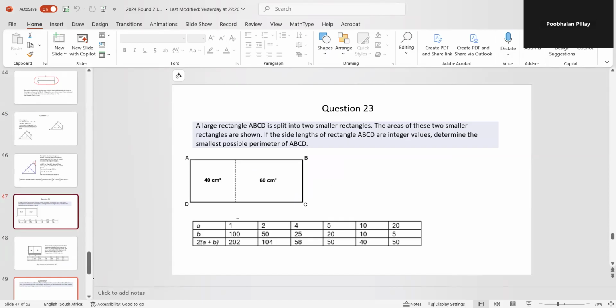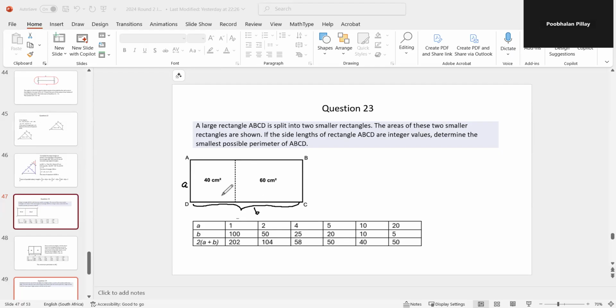Problem number 23. A large rectangle ABCD is split into two smaller rectangles. Okay, so it's broken up into two pieces. One is 40 and the other 60. So the area of the rectangle is 100. If the side lengths of ABCD are integer values, so the side lengths of this rectangle are integers, let's call this A, and let's call this other one B.